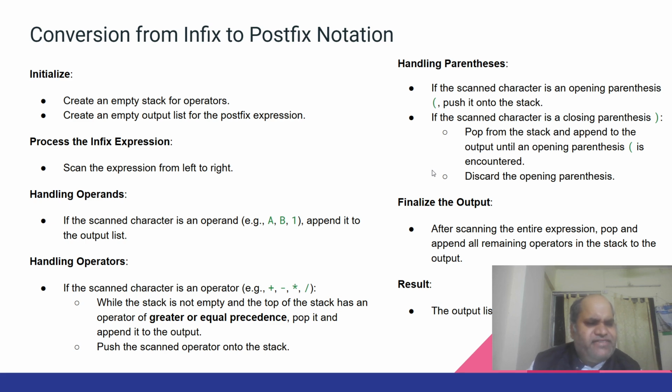So first, let me list this algorithm for conversion from infix to postfix. It's actually a long one, almost all across the screen. But let's start from the initialize part, right? This is the place where we are initializing an empty stack for operators, and we are creating an empty output list for the postfix expression, right? Then we'll start processing the infix expression by scanning from left to right. How are we handling operands? If the scanned character is an operand, that is A, B, 1, etc., right? We are going to append it to the output list, right?